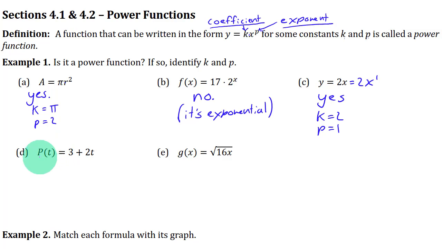Okay, let's look at part D here with this p of t function, where you plug in t, multiply it by 2, and then add 3 to the result. And now the problem is that these are not like terms, so you can't combine them into one thing. But if it's a power function, it does have to be combined into one thing times t and then to some power, but you can't really do that here because they're separate. You can't combine the like terms, so this is not a power function.